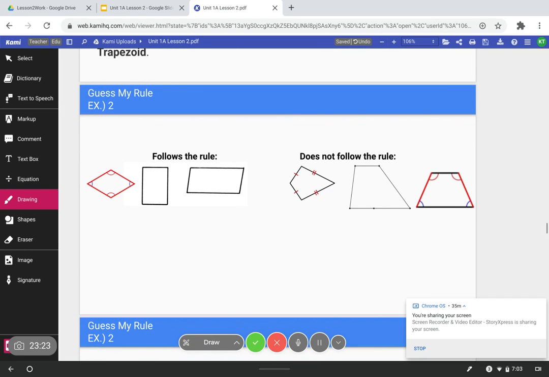All right, next example. So these shapes on the left follow the rule. The shapes on the right do not follow the rule. Pause the video and write down the characteristics and attributes that each of these categories have. So go right down the middle. What do the ones on the left have in common? What do the ones on the right have in common? When you're done and you have an idea of what the rule may be, start the video.